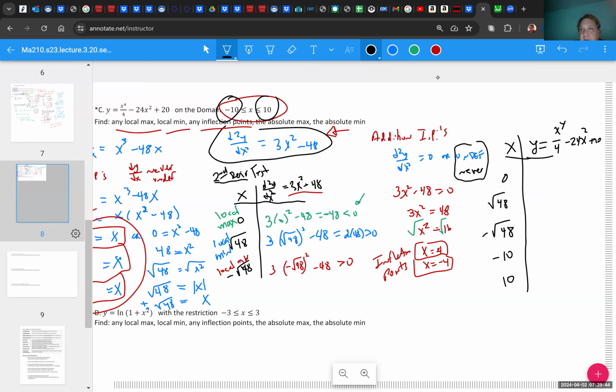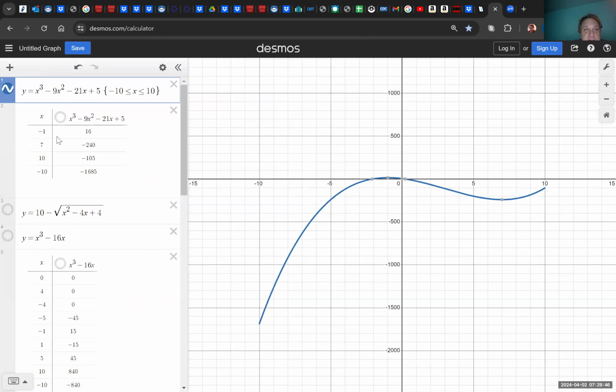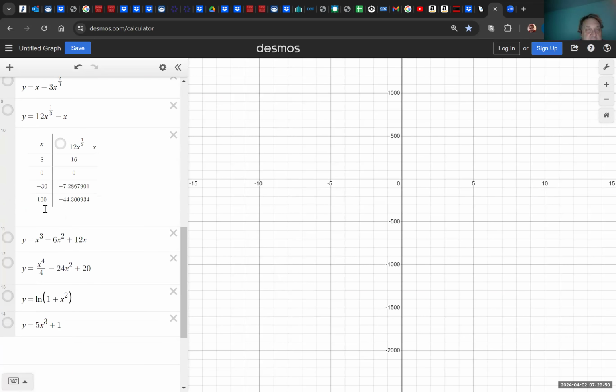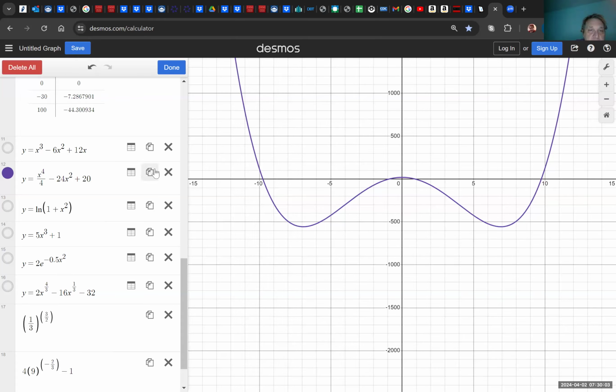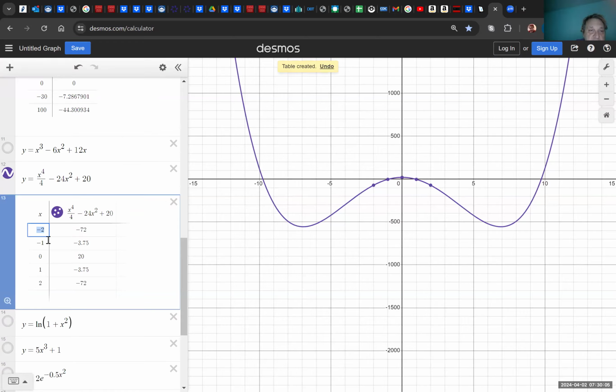Okay, move me over there a little bit. All right, so let's get rid of this, and let's find the one we were just doing right here. X to the 4th over 4 minus 24x squared plus 20 is this W shaping thing. And I'm going to make a little table out of it. And I've got to remember all my values.